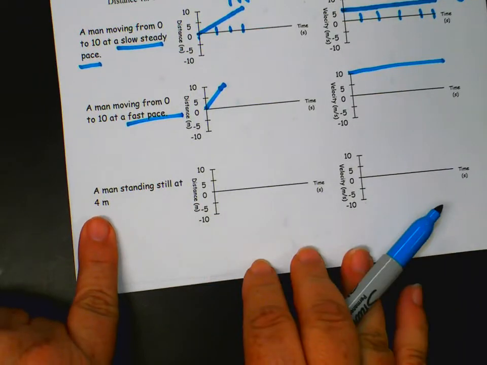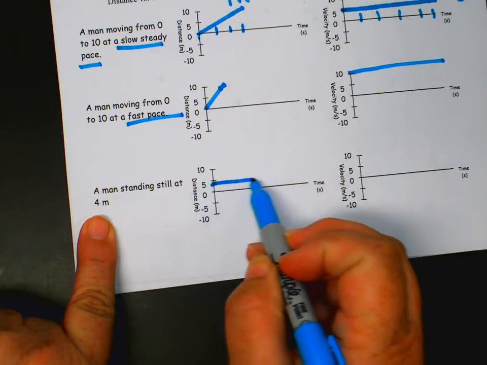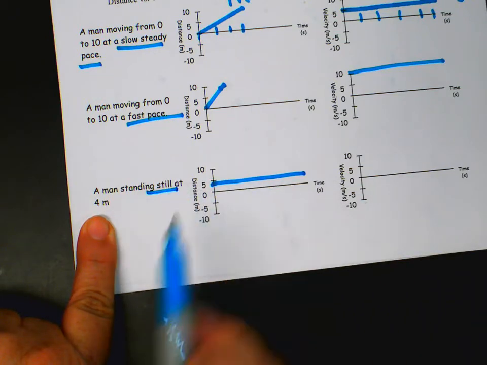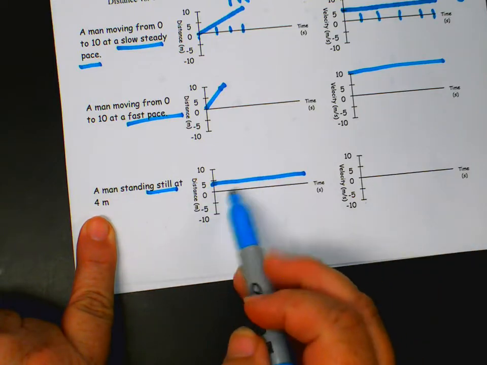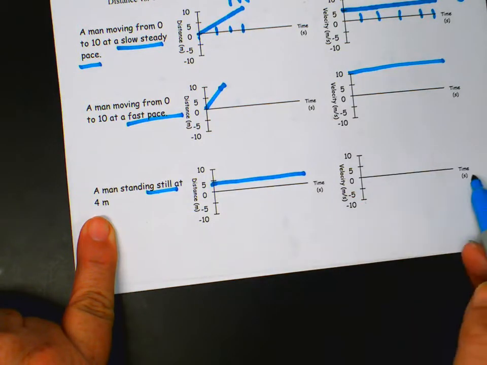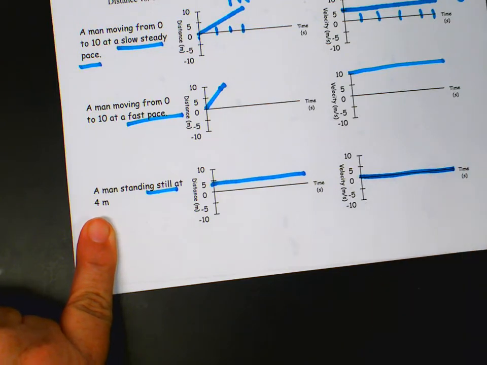A man standing still at 4 meters. Okay, here he's standing still at 4 meters. Well, if he's standing still, is he accelerating? Well, first of all, if he's standing still, is he moving at all? His velocity is going to be 0. So if you're going to graph velocity over time, if your velocity is 0, then your line for your acceleration should be on the x-axis. Okay?